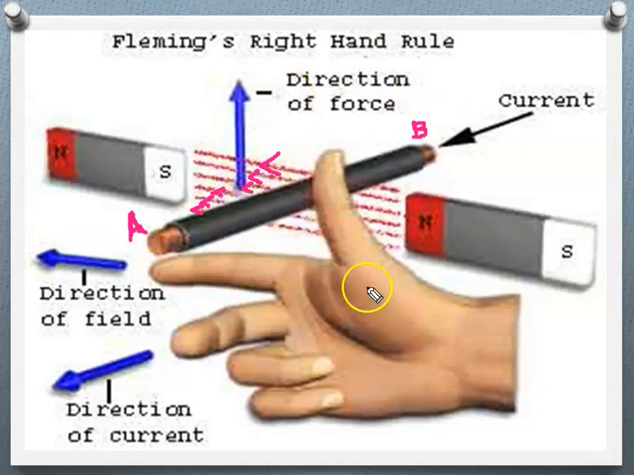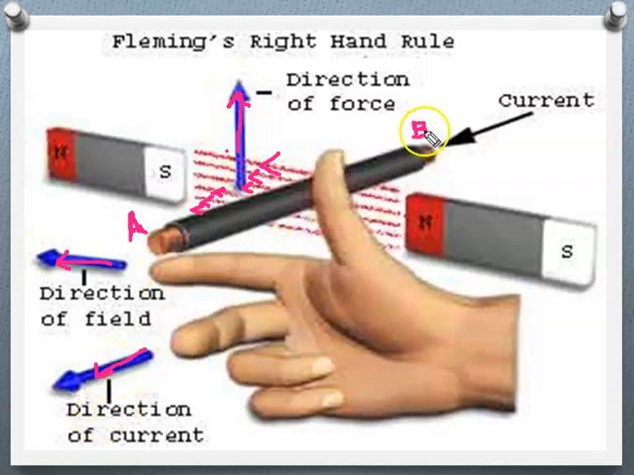Okay, with the right hand, the thumb, forefinger and middle finger are kept mutually perpendicular to each other. The forefinger indicates the direction of field. This is the direction of field from the north pole to the south pole. Then the thumb indicates the direction of motion, the direction of motion of a conductor in this case. Then the middle finger will indicate the direction of current. This is stated by Fleming's right hand rule.